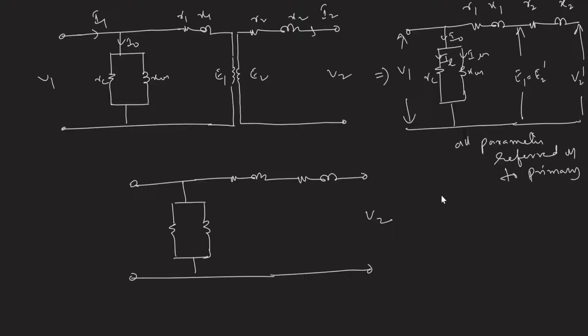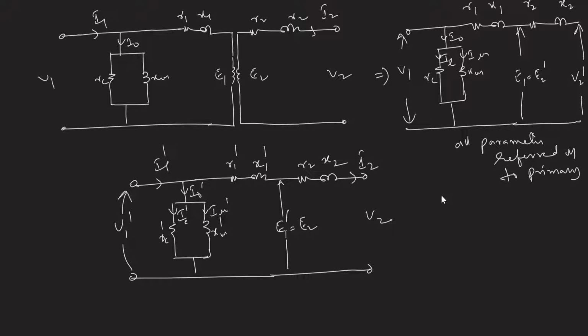Okay, so this is V2 now, this is R2 X2, this is R1 dash and X1 dash, the primary side values referred to the secondary. This is RC dash, this is XM dash, and this is I1 dash, this is I naught dash, this is IC dash or IL dash, this is I mu dash, and this is I2, simple I2, and this voltage is equal to E1 dash, which equals E2, and this is V1 dash, right?